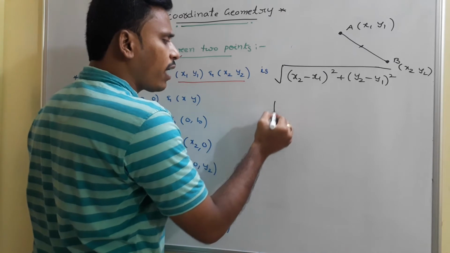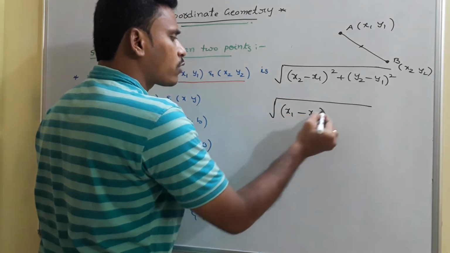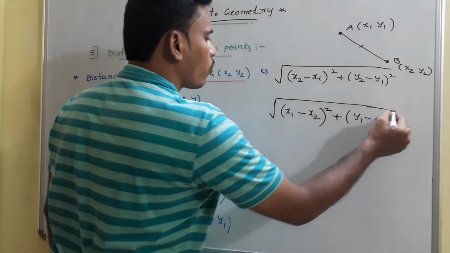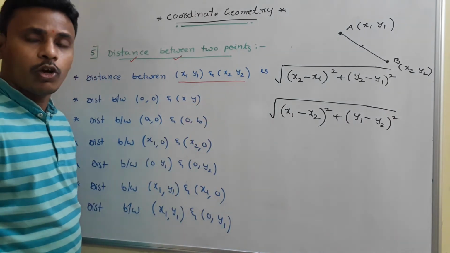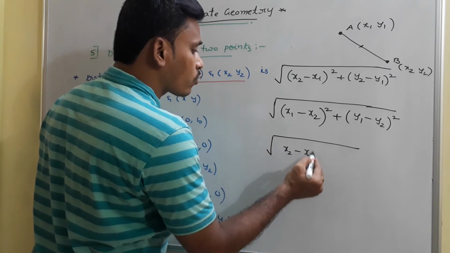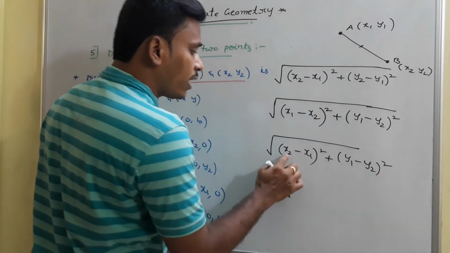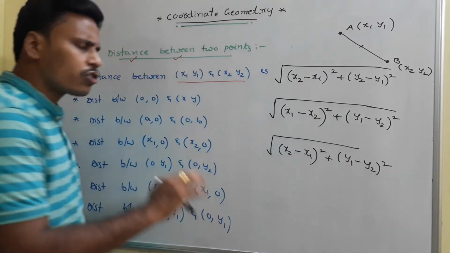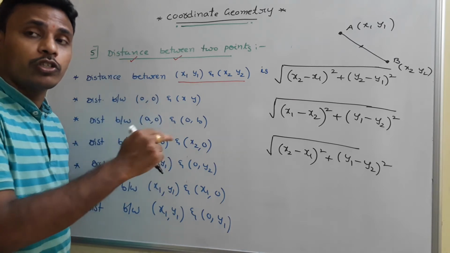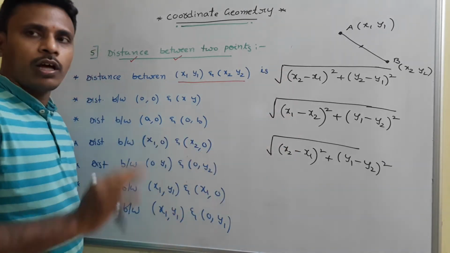Sometimes people may write it like this, no problem, right? x2 minus x1 whole square is simply nothing but x1 minus x2 whole square, plus y1 minus y2 whole square. No problem if you write in such way or this way, okay? Because square is involved. Or sometimes people may write like this, x2 minus x1 whole square plus y1 minus y2 whole square. Here x2 and x1, here y1 and y2. Still no problem because square is involved. Since square is involved, negative and positive everything will get balanced, and that's why you can use any one of these, all are same, okay?